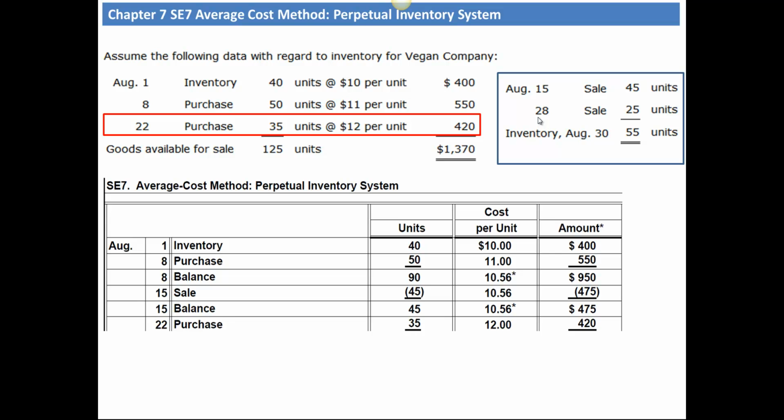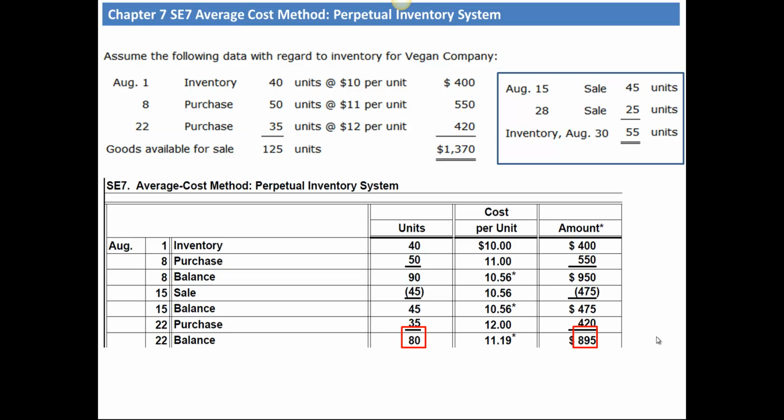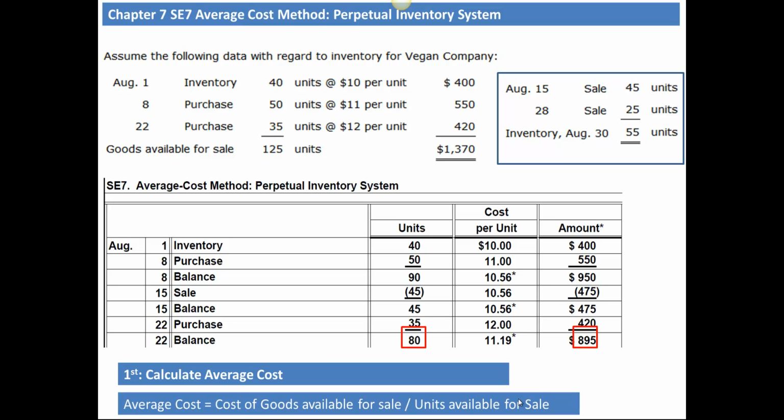And then our next date up here is the 28th. So before we can calculate our sale, we're going to calculate our balance. What do we have left? And we're going to have a new average cost because of this $12 going to factor in there, so it's going to change our average cost. So now we have 80 units for a total cost of $895 because we summed these two together. $895 divided by 80 units gives me a new average cost of $11.19. And again, that increased because of our purchase that were $12 a piece.